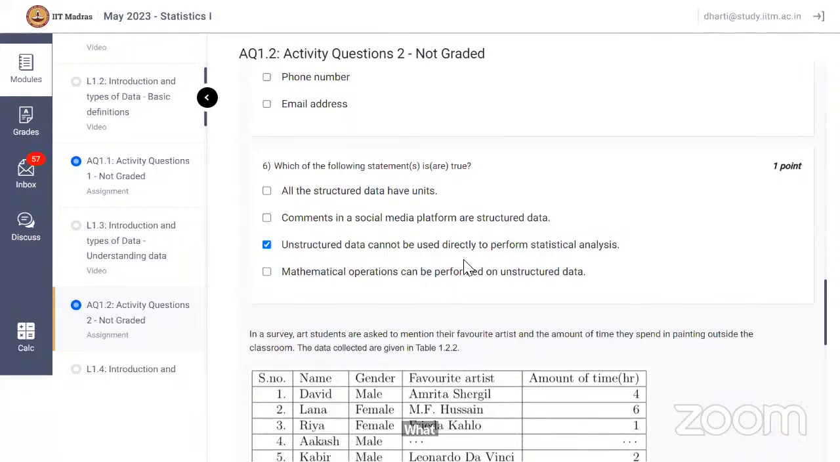Comments in social media platforms are structured. It's wrong because some will write a whole paragraph as a comment, someone will write a single word as a comment. So it's unstructured.